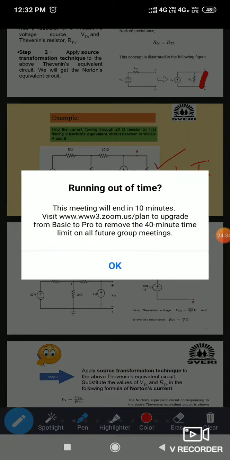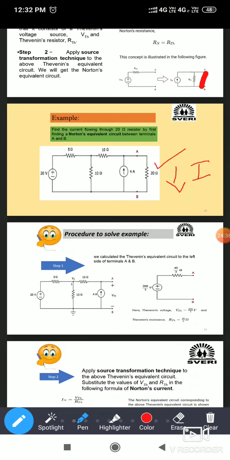As there is no dependent source in the given network, it is falling under method 1. Only independent sources are there, that is, a 4 ampere current source and a 20 volt voltage source. There should not be any dependent source. So here we are going to follow method 1 or method 3.